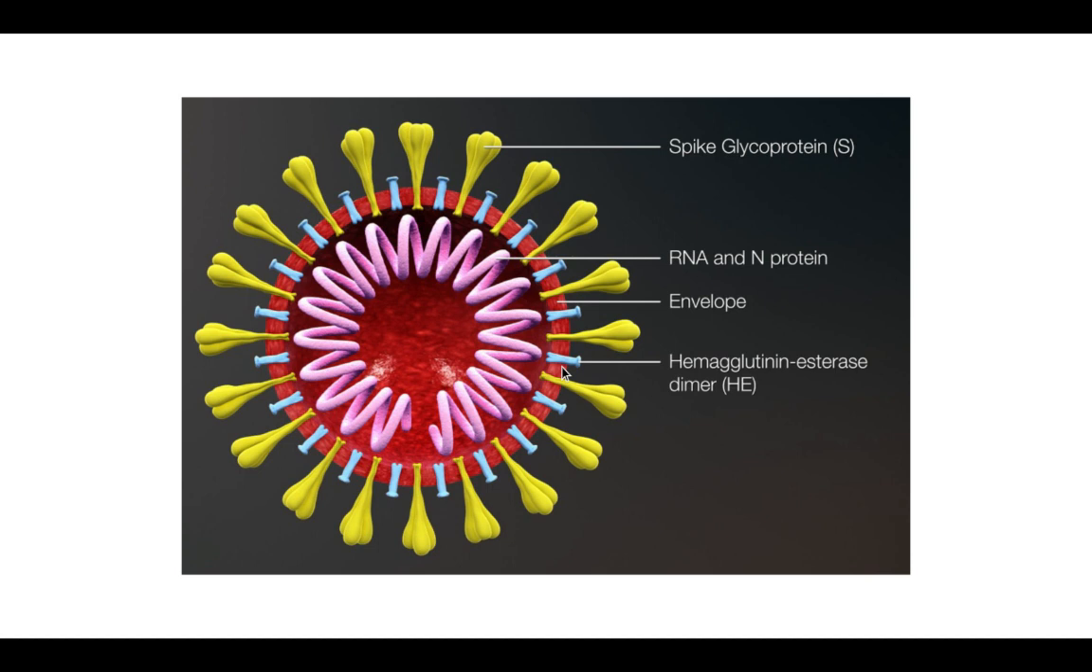Final thing I want you to look at is this little blue thing, okay? So the scientific name is hemagglutinin esterase dimer, okay? But very simply, this is an antigen, okay? An antigen. And these antigens are on the surface of the coronavirus. I say that again, antigens are on the surface of the coronavirus. Very important.